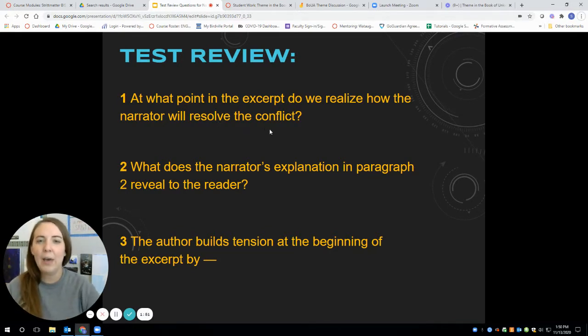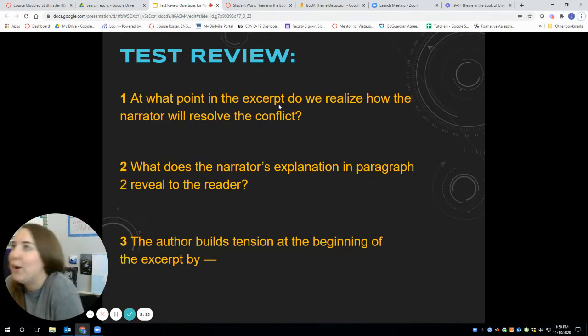Okay, here we go. At what point in the excerpt do we realize how the narrator will resolve the conflict? So an excerpt is basically just like a passage, right? So we want to know in this question, the conflict is the problem. We want to know at what point in the story do we figure out that our character is going to be okay? Our character is going to be able to actually solve the problem.